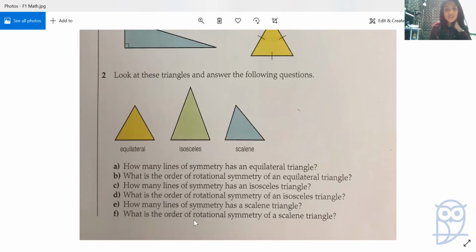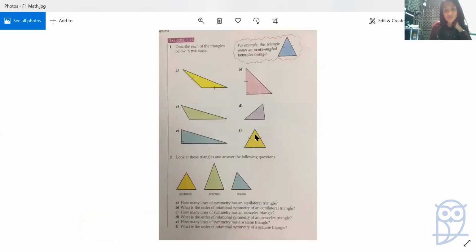F says, what is the order of rotational symmetry of a scalene triangle? Well, guys, if we cannot have a line of symmetry, there's no way we can have an order of rotational symmetry in a scalene triangle. So once again, it is 0. So there's 0 lines of symmetry and 0 order of rotational symmetry. Okay. Are you guys better grasping this? You can identify the different triangles and look at them and say why each one stands out from each other and what makes them different.